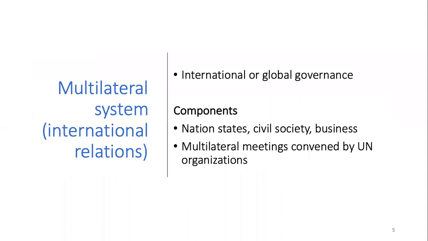So first, I'm going to start by defining the multilateral system, which is actually a term from international relations. And it's just a fancy way of saying international or global governance. But it's the context of everything we do. The components of the multilateral system are nation states, so governments, your governments, civil society organizations that are duly accredited by the United Nations, and business organizations. There are three main components of the multilateral system.